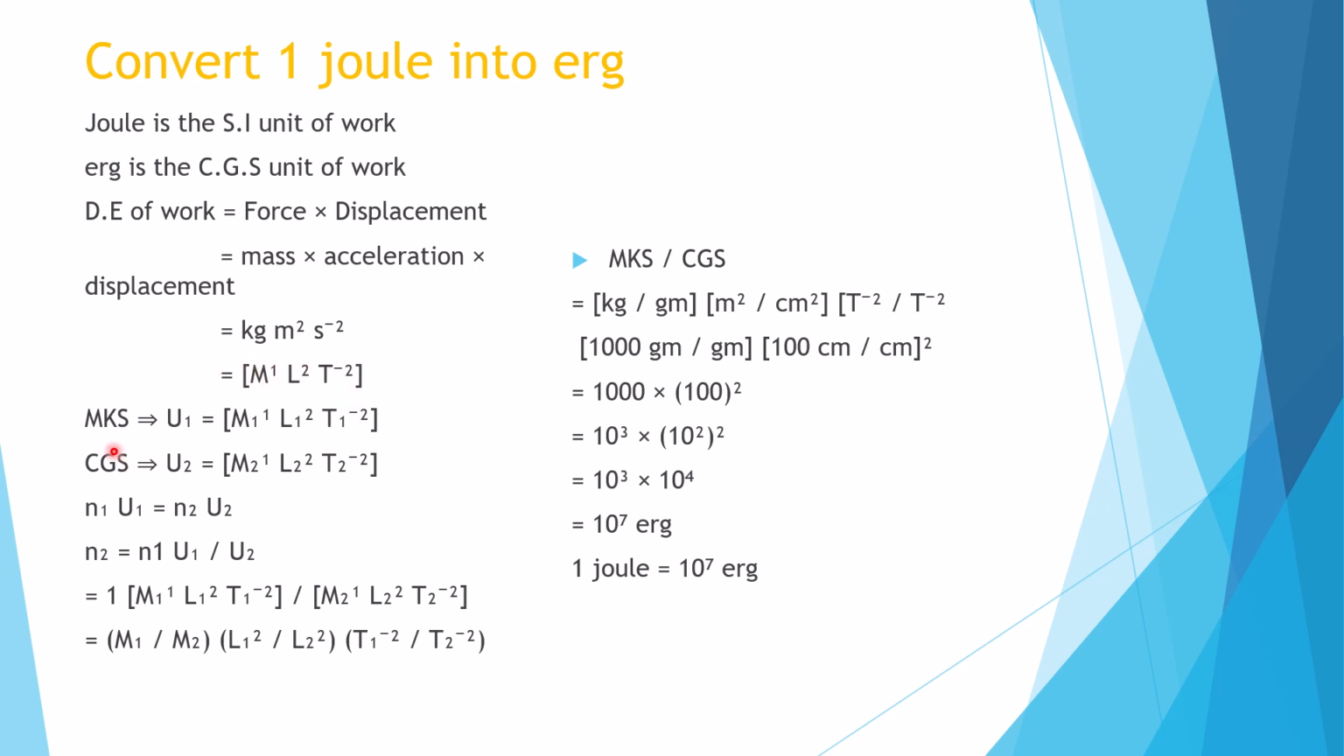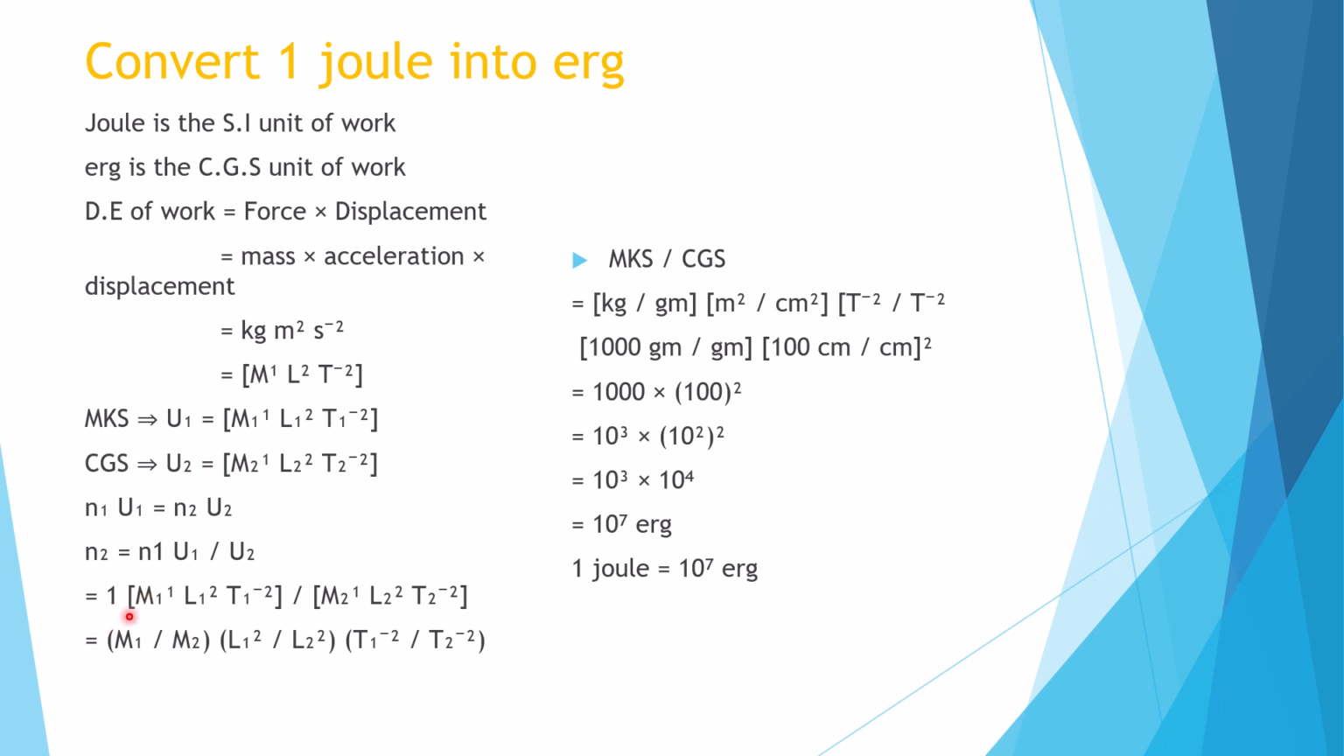So U1 you have to write for MKS, and U2 you have to write for CGS. So you will get M1 to the power 1, L1 to the power 2, T1 to the power minus 2. U2 you can write as M2 to the power 1, L2 to the power 2, T2 to the power minus 2. So we have the equation N1 U1 is equal to N2 U2. Here we have to find N2, and N1 value you have to take as 1. So N2 is equal to N1 U1 divided by U2. According to that, substitute all the values.